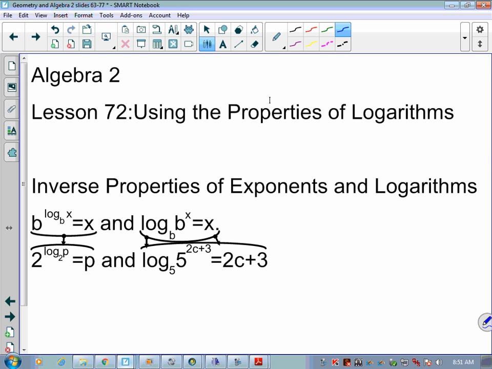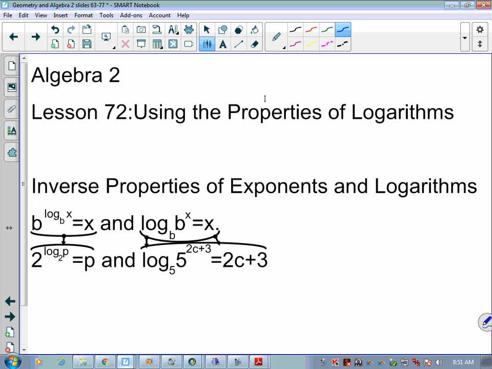All right, and that's this right here, where if I have b with an exponent of log that has the same base as the number I'm working with, then the number inside that log is the solution. Because if you look down here, if we have 2 to the log base 2 of p, my answer is going to be p.